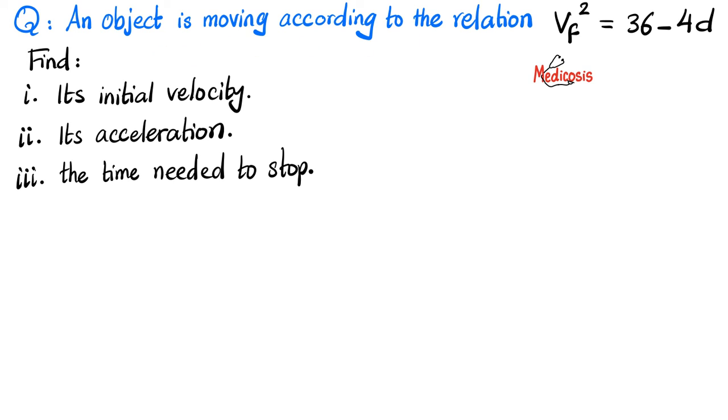And here is your homework. An object is moving according to the relation this. Please find the initial velocity, its acceleration, and the time needed to stop. Let me know your answers in the comments. You will find the actual answer key in the next video, which will be titled Kinematics Review, a review on motion in one dimension. Get your pen and paper and write these three equations down.